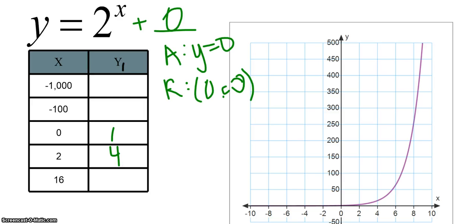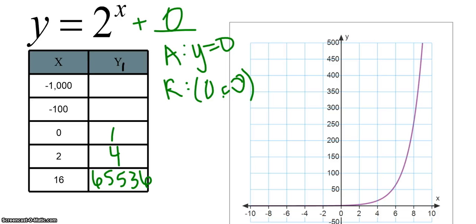Then keep scrolling down. When x is 16, my y is 65,536. Okay, now I want to look at my graph going the other way. So when my x is negative 100, I don't want to scroll until I hit negative 100 in my calculator. So I'm going to go back to my home screen.